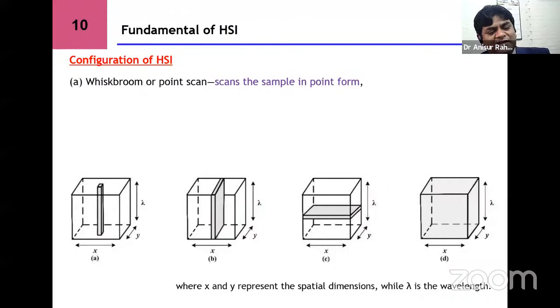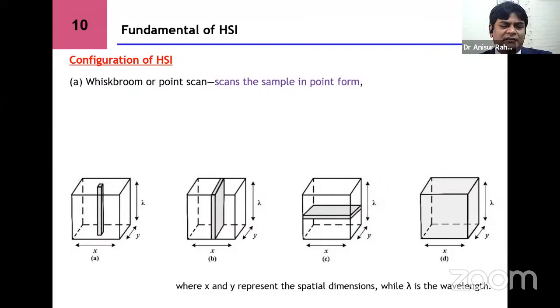It takes a lot of time, so it's not suitable for agricultural products to measure this way. Mainly use the point scan for micro imaging, for micro hyperspectral imaging. Suppose you have a very small rice grain and you have an apple. If you want to see rice properties, then it is better to use the point scan. Micro imaging point scan, that's point scan.